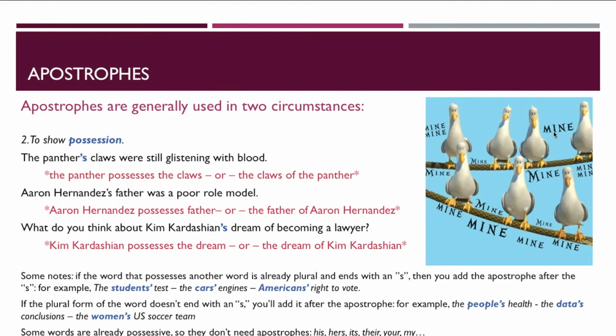If the plural form of the word doesn't end with an S, you add it after the apostrophe. For example, the people's health, the data's conclusions, the women's U.S. soccer team. Some words are already possessive, so they don't need apostrophes at all. Those are words like his, hers, its, their, your, my.